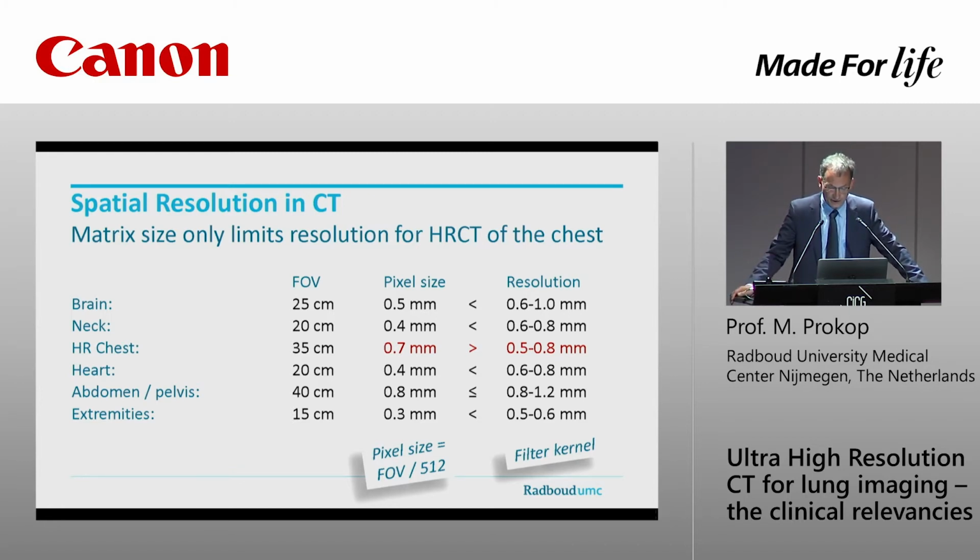There's one exception, and that's actually high resolution imaging of the chest if you use a high resolution filter kernel. There our field of view or our matrix size is actually a limiting factor. And that's also the reason that in the good old times of Nestor Müller in the 1980s and 1990s, we would reconstruct one lung at a time in order to optimize this pixel size. We no longer do that because we're all lazy and we don't have enough time.